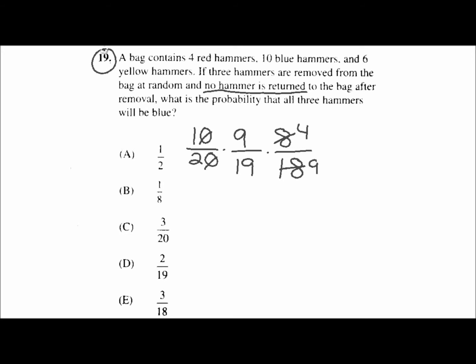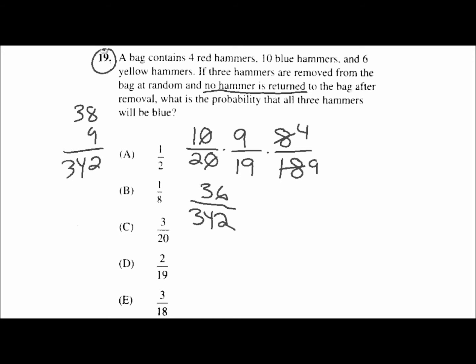So let's multiply this out. We've got 1 times 9 times 4, which is 36. And then we've got 2 times 19, which is 38. And 38 times 9, you do this on your calculator, 72, carry your 7, 342. So our denominator is 342.